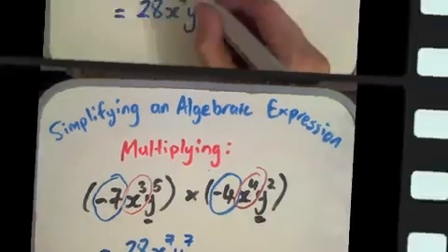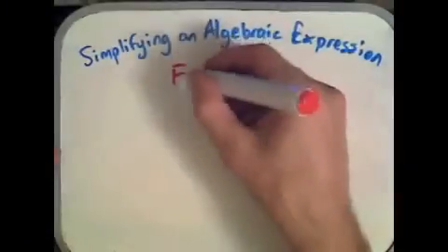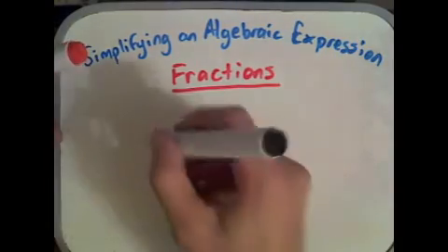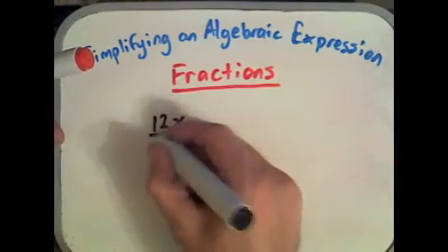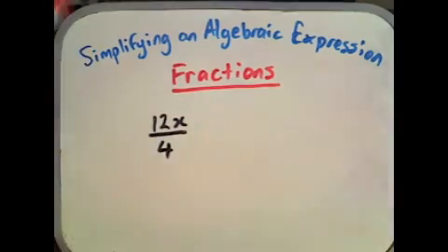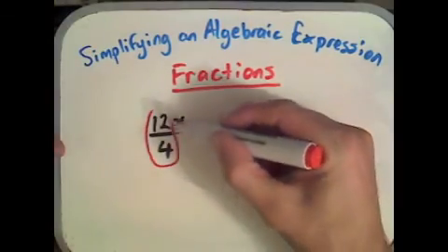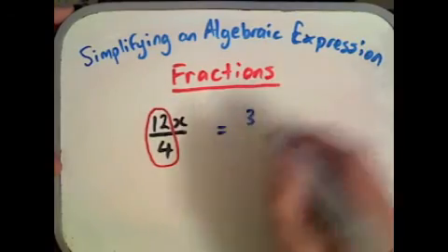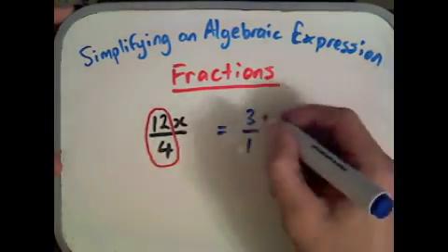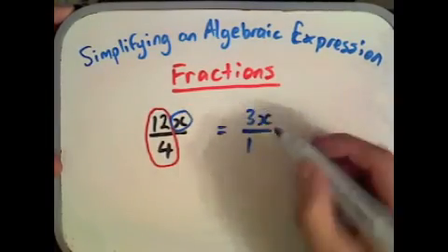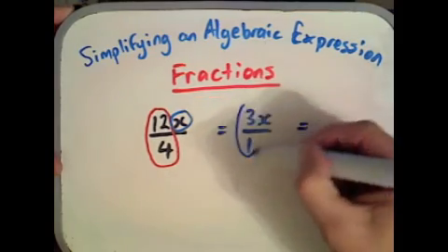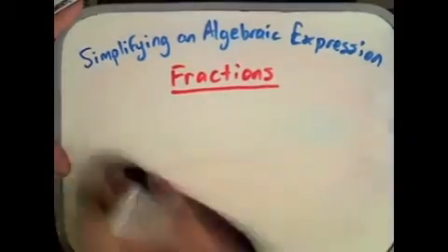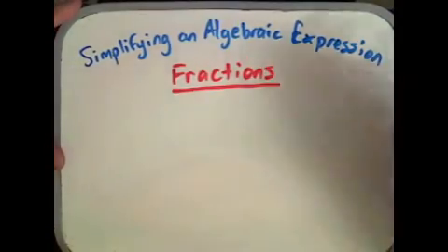There's our answer. Okay, so let's look at simplifying algebraic expressions using fractions or division. Let's look at a simple example here. Let's look at 12x divided by 4. So what we want to do is simplify the 12 over 4. Well, 12 divided by 4 is simply 3 over 1. 4 goes into 12 3 times, 4 goes into 4 once. Gives us 3x over 1, or in this case, 3 divided by 1 is 3, and we tag that x on the end there.